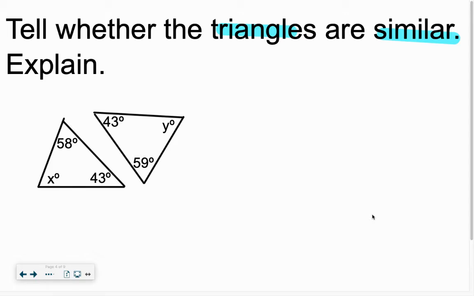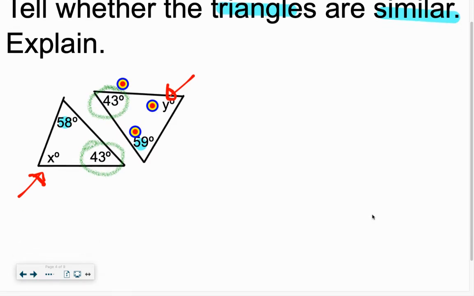But notice this triangle, they both have a 43-degree angle. So are we given these two the same? No. So then we're going to have to figure out either X or Y in one of them and hope it comes out to be something in the other triangle. We want all three angles to be congruent, that we have a 43 in both, 59 in both, and hopefully in this case a 58 in both. So let's find that out.